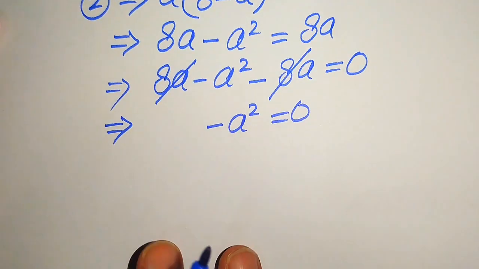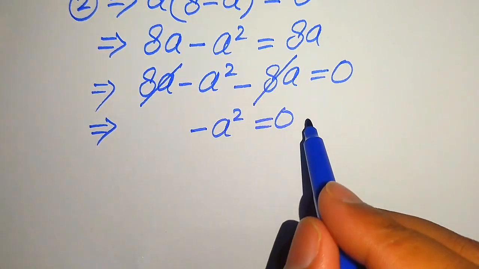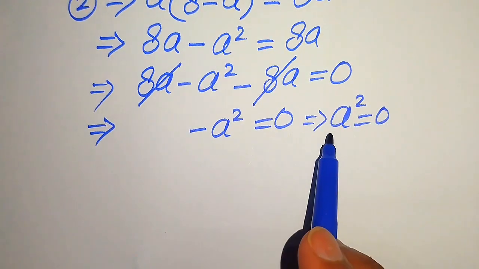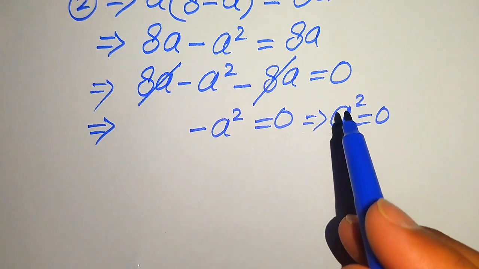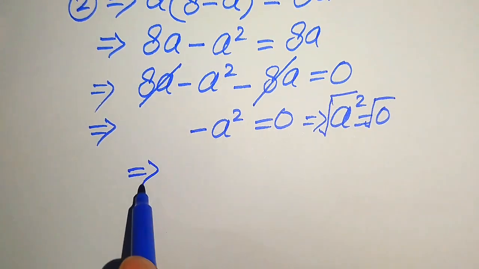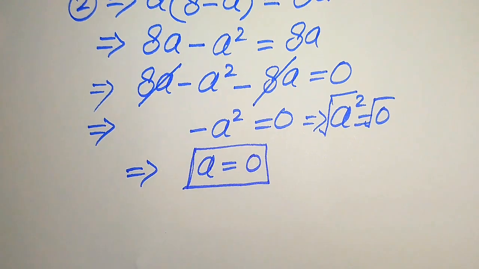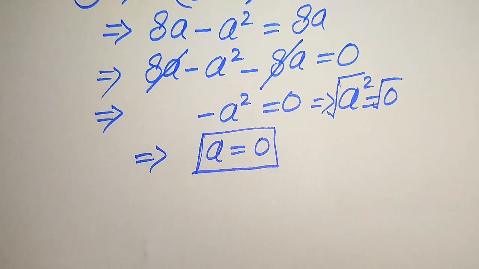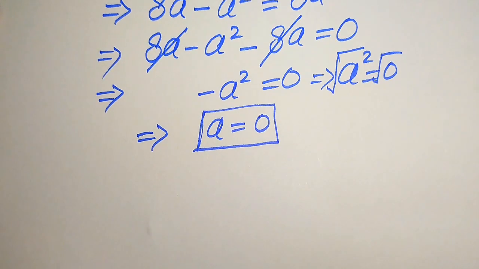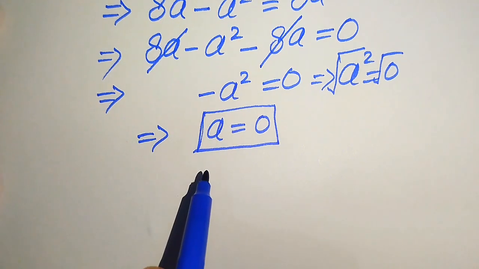Now from this value we first multiply this equation by a minus sign, and this becomes positive a square equals 0. And when you take the square root on both sides in this form, then you get the value of a equals 0. So this is our first value of a, and now for the value of b, we need to put this value of a in equation number 1 or in equation number 3.